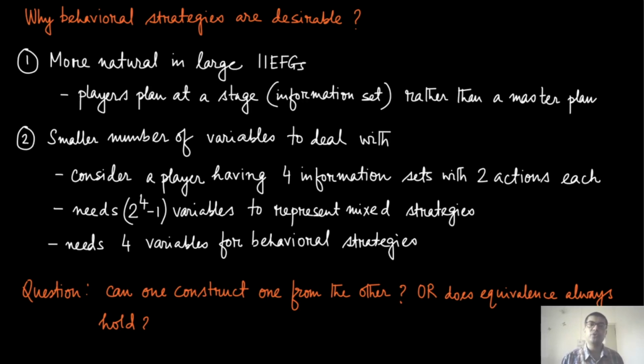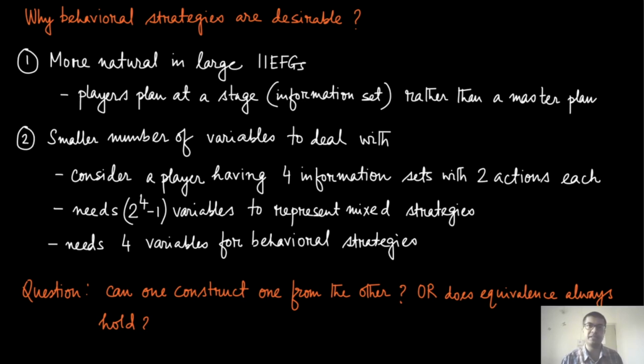In the previous module, we introduced a new kind of strategy which is very specific to extensive form games, called the behavioral strategy. In this module, we are going to discuss the other properties of this strategy and why they are desirable. The first desirable property is that this is more natural.